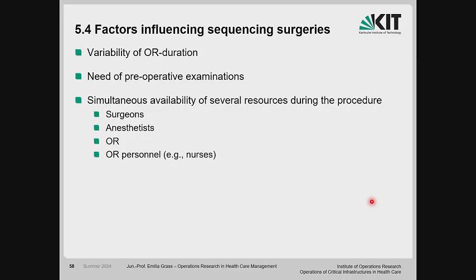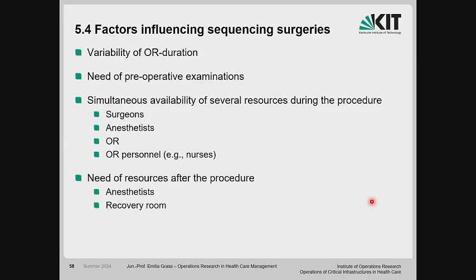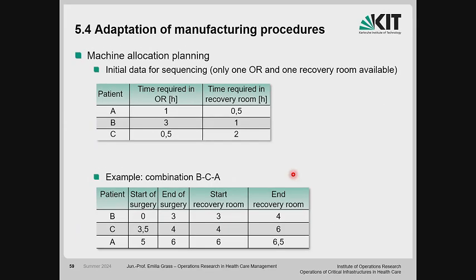We need some kind of pre-operative examination, some kind of MRT scans or whatever. Then, at the same time, simultaneously, we need different resources: surgeon, anesthetist, operating room itself, but also equipment and nurses. And not only the pre-surgery examination, but also the post-surgery assignments. We need, again, an anesthetist, but also recovery rooms for the patient to wake up. So this also has to be taken into account. And we have to implicitly consider emergencies.